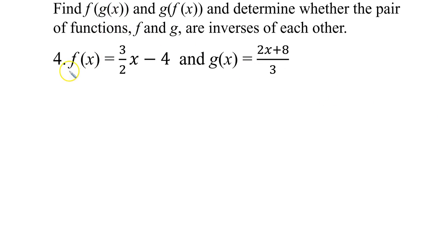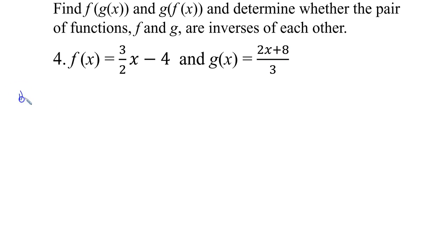So what this problem tells me is I have two functions. f of x is 3/2 x minus 4, and g of x is 2x plus 8, the whole thing divided by 3. We want to find the composition of f of g, and then flip-flop that and find the composition of g of f. If I get x for both of these compositions, then we say that f and g are inverses of each other. If I get anything else, then they are not inverses of each other.